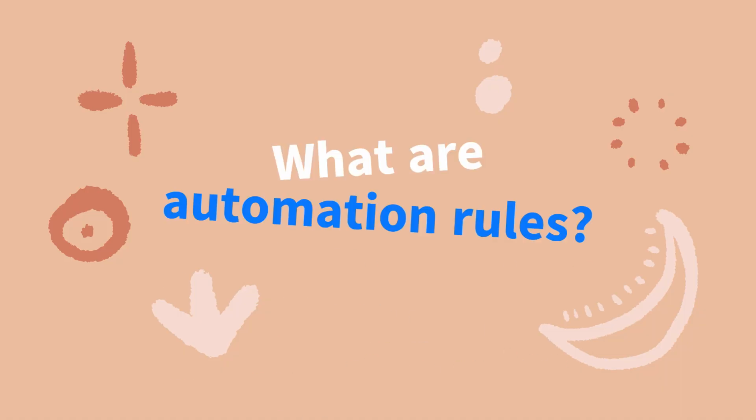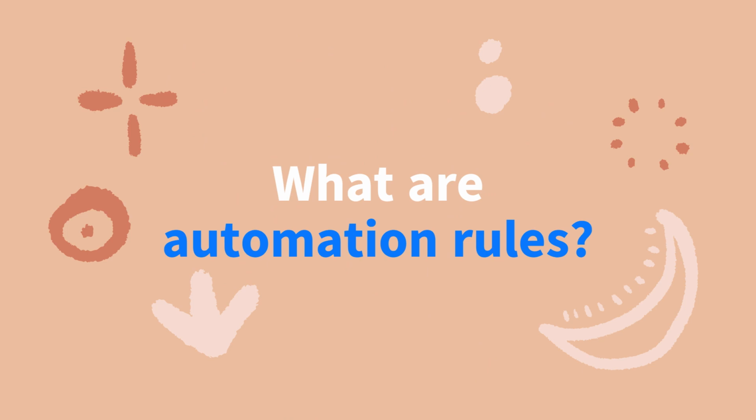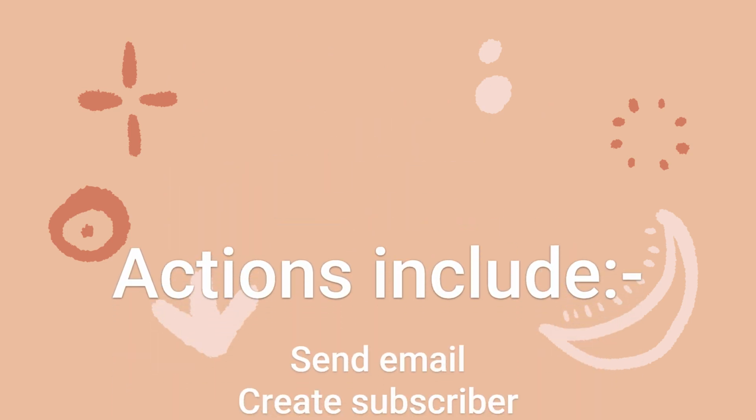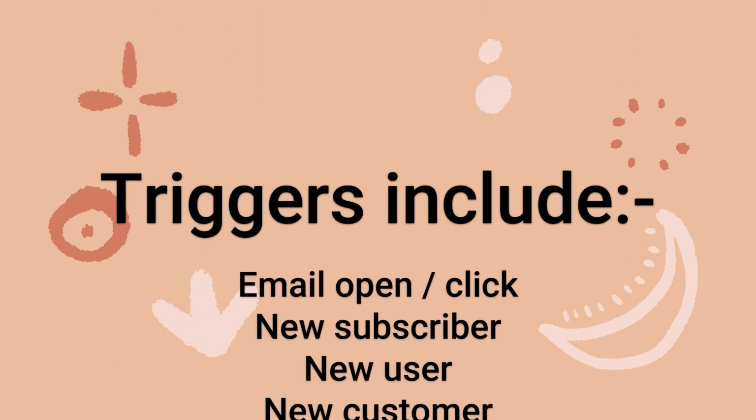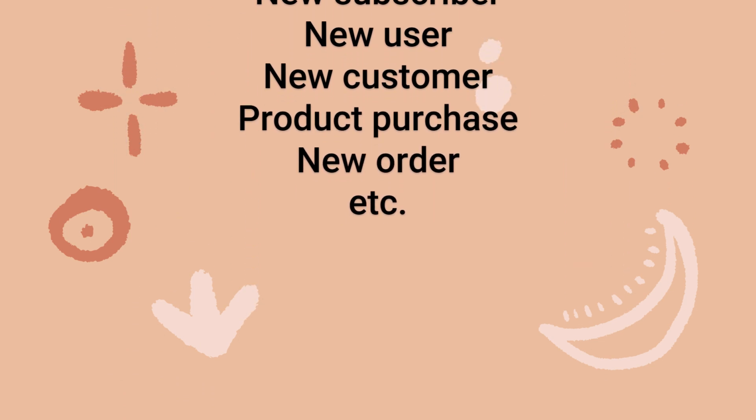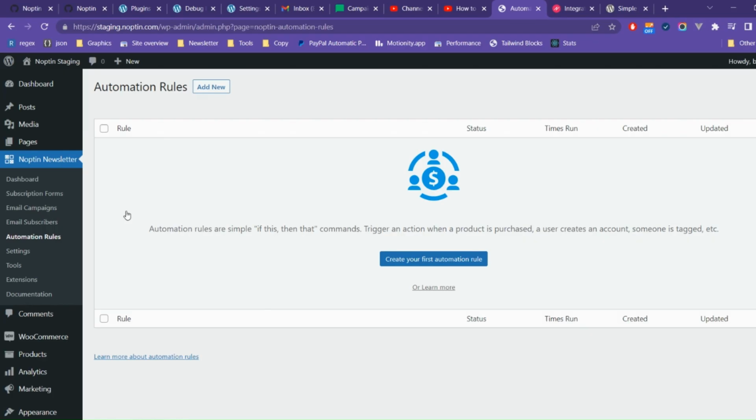An automation rule consists of a trigger or event and an action. The action is automatically carried out every time the trigger is fired. For example, an automation rule might be set up to automatically send an email to a customer after they purchase a specific product from your WooCommerce store.